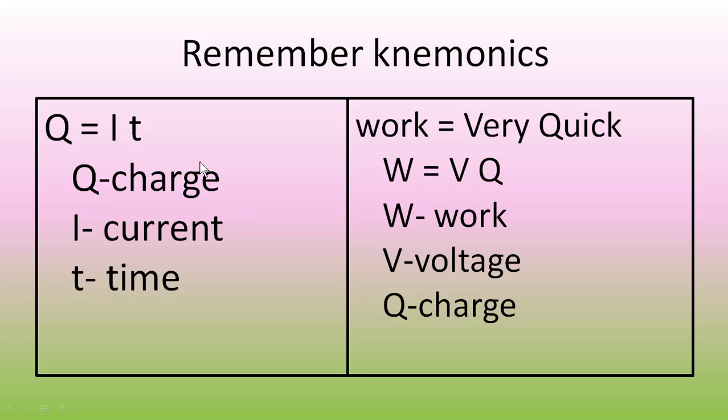Also, you have to remember another important mnemonic, that is Q is equal to I into T. Q is the charge, I is the current and T is the time. Work is equal to very quick. This is the mnemonic. You should not make it out as the original relation.